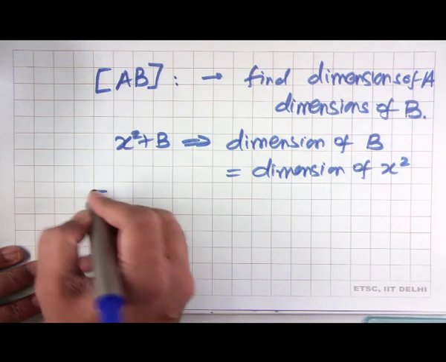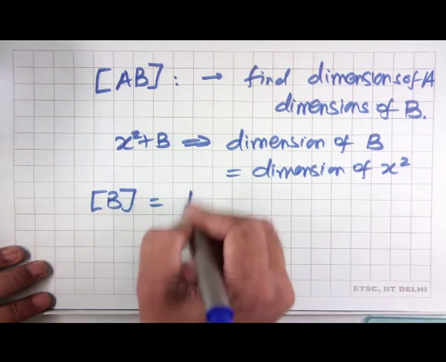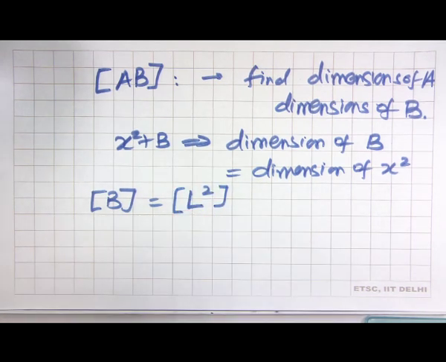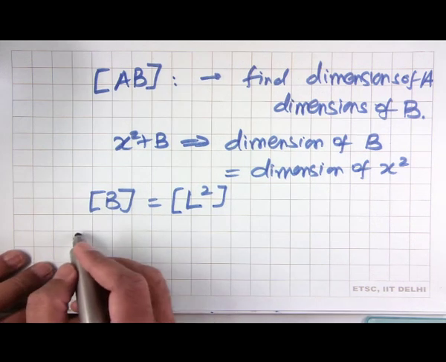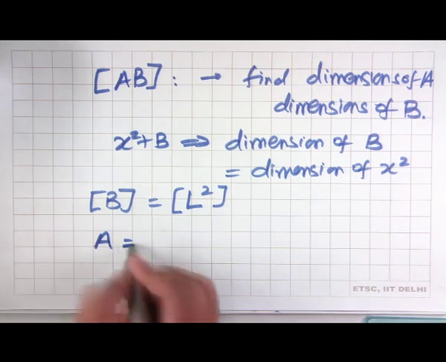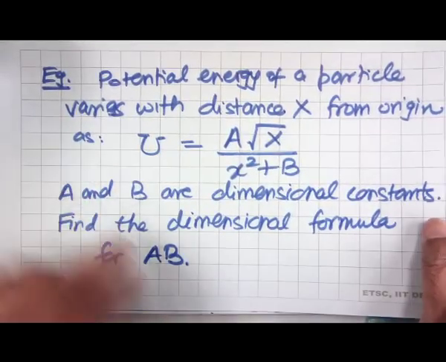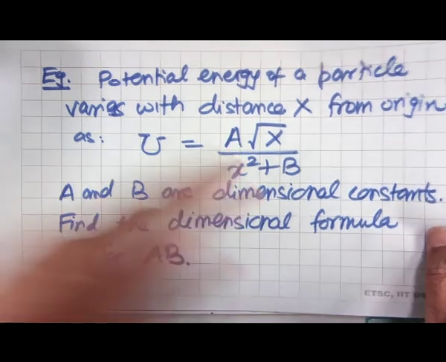So this means dimension of b will be equal to L square, because x is a distance, it is given distance x from origin. So therefore it is length. Now we want to find the dimension of A. So we invert the formula. The formula is given to us for u. So we now write the formula in terms of A.